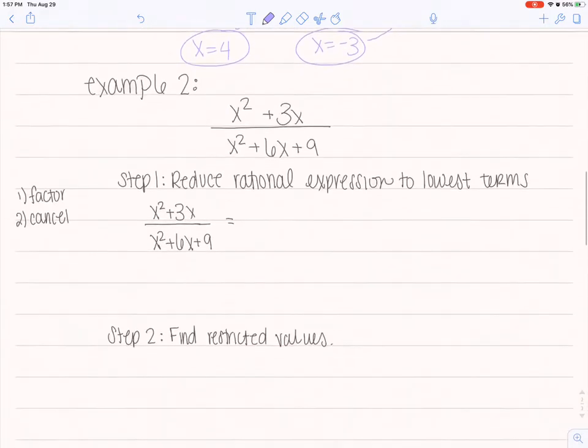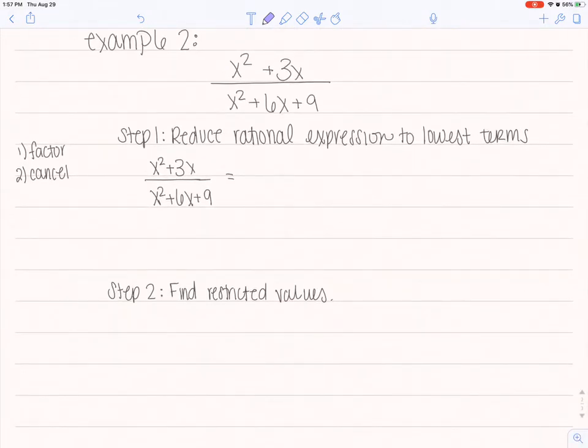Okay, so here's my second example. X squared plus 3x all over x squared plus 6x plus 9. So you'll notice that there are 2 steps or 2 parts. Step 1 or part 1 says reduce the rational expression to lowest terms. So really what that just means is simplify. I'm going to take this thing and I want to cancel some stuff out.